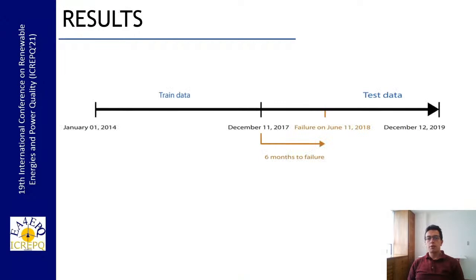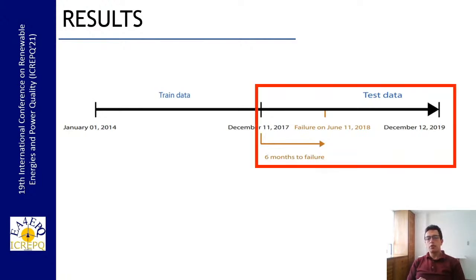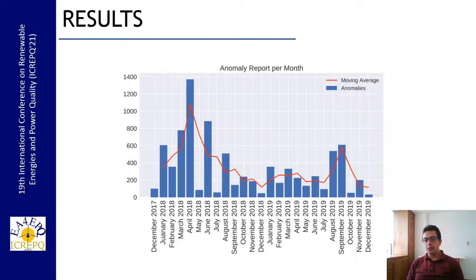So let's go see our results. Please keep in mind that we use a split of our data. Now we are going to see our test data, which has a failure behavior and a normal behavior inside it. Here you can see our results. All this test data is classified as normal sample or anomaly sample, and we count the number of anomaly samples by month from December 2017 to December 2019.